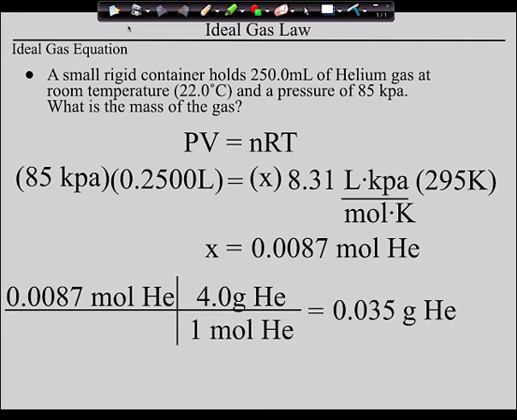So the bottom line here, Jay, is this. It doesn't matter what the gas is when we figure out how many moles. That's Avogadro's principle. But then when we figure out the mass, it does matter because each different gas has a different molecular mass.